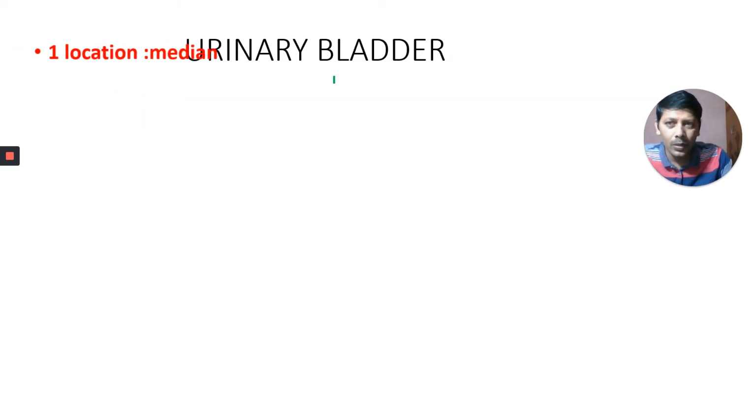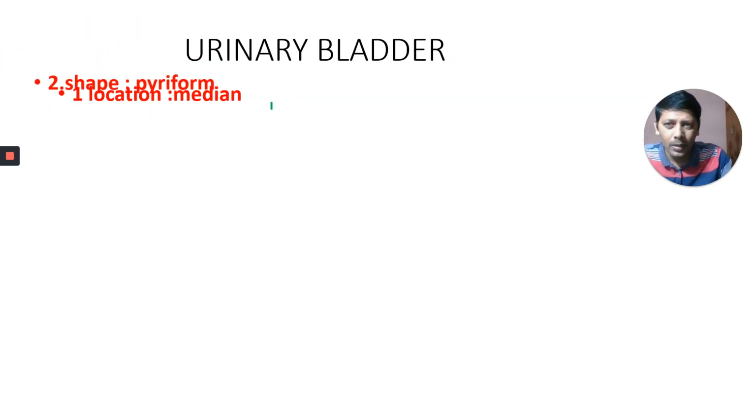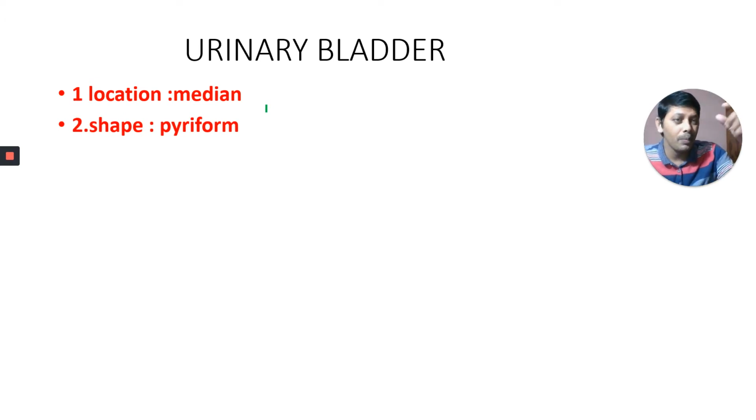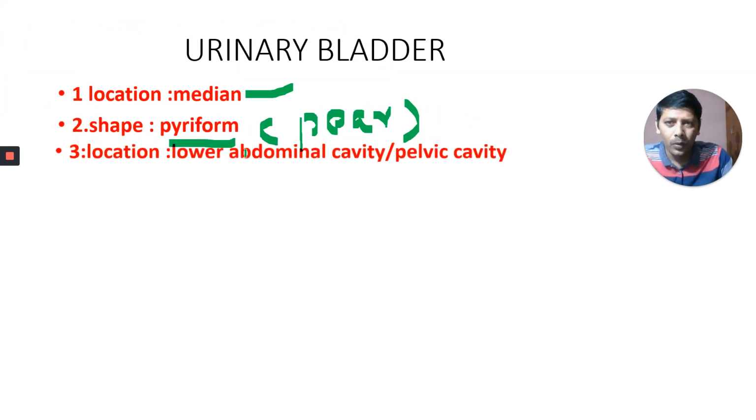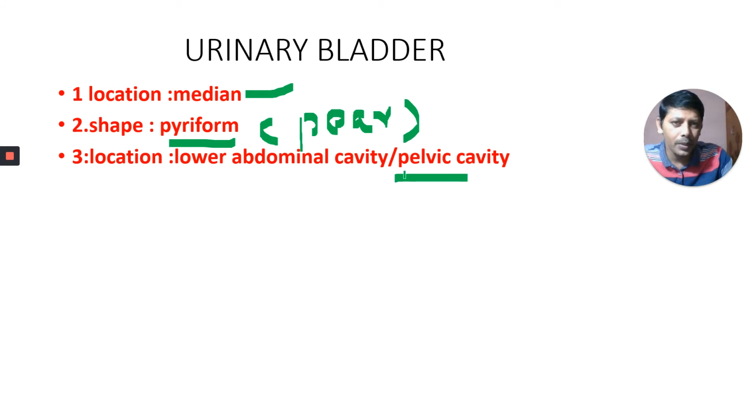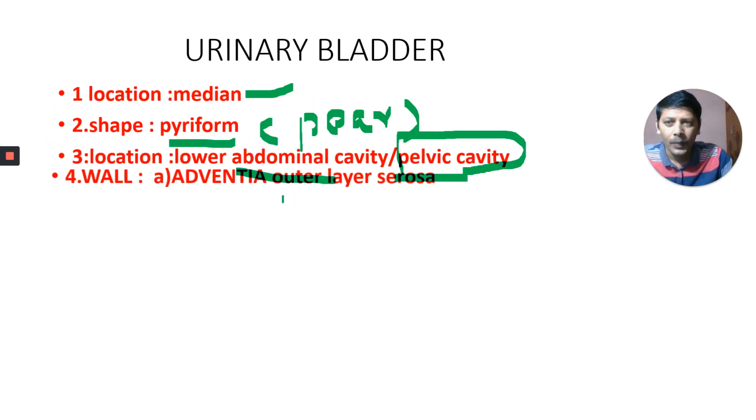Okay, next one is the urinary bladder. Where is the urinary bladder located in our body? In the middle, in the median, and it is pear shaped. This term, piriform, is not given in our textbook, but it is important. And the location is the lower abdominal cavity or pelvic cavity. It is important. Where is our urinary bladder? It is in the lower abdominal cavity or in the pelvic cavity.